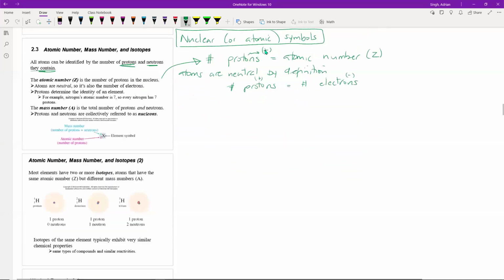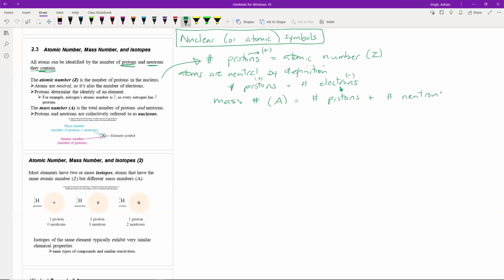Okay, so the number of protons is the atomic number. For atoms, the number of protons equals the number of electrons. So what about the number of neutrons then? Well, we can find the number of neutrons if we know what the mass number is for that particular atom. So the mass number, which is abbreviated A, this is the sum of the number of protons and the number of neutrons.